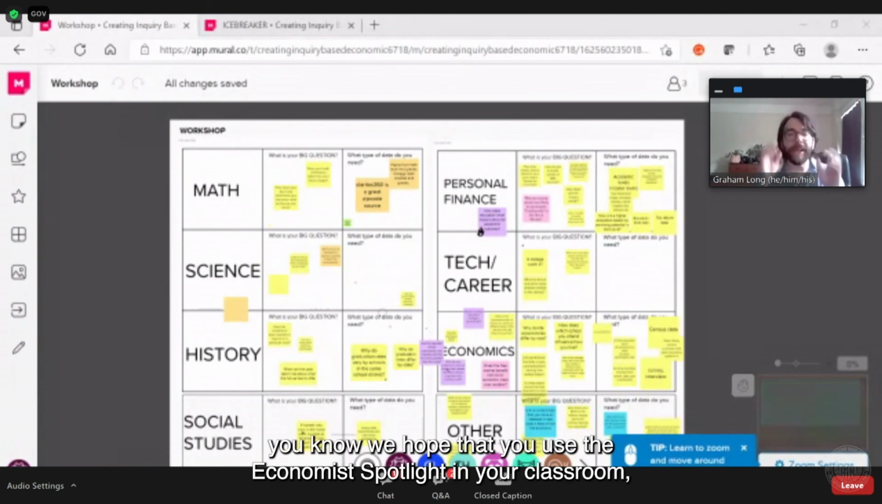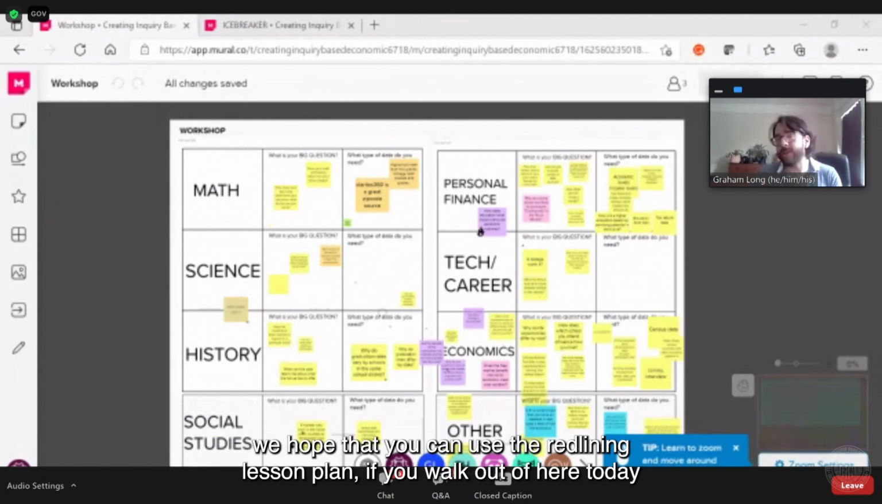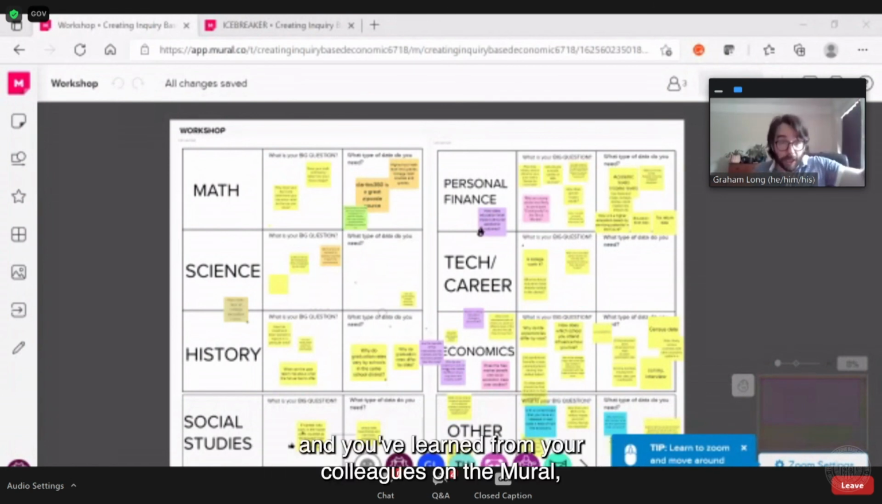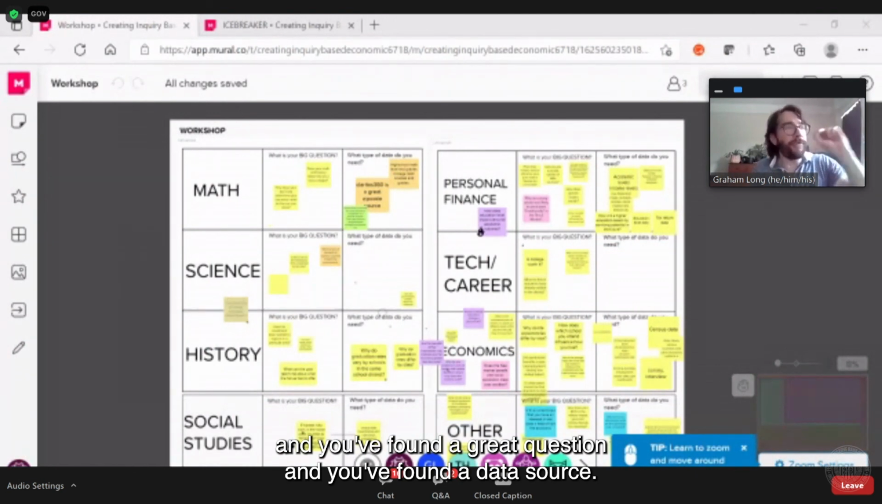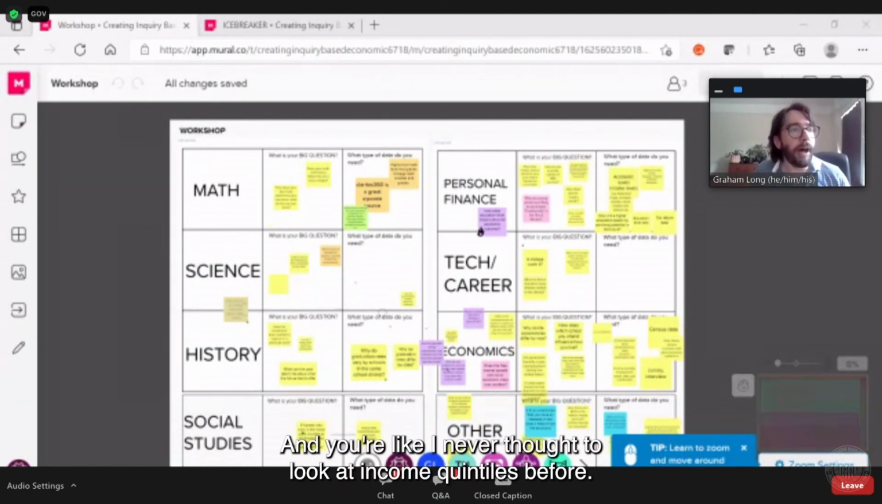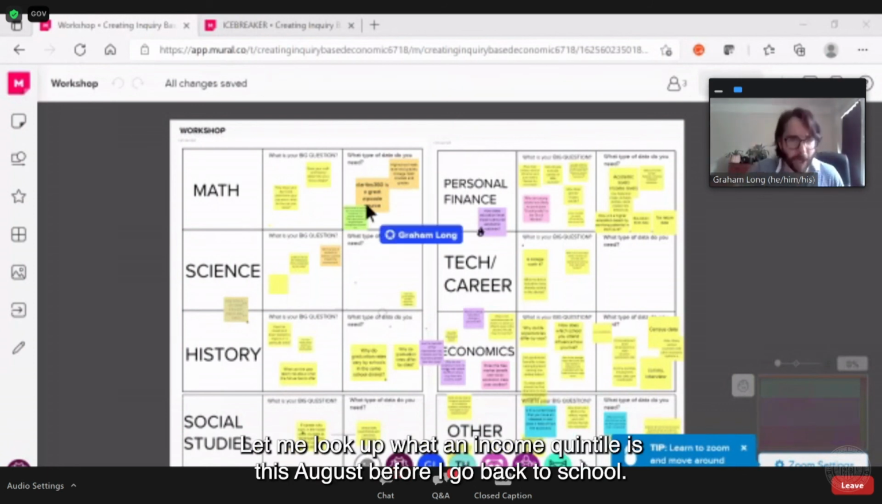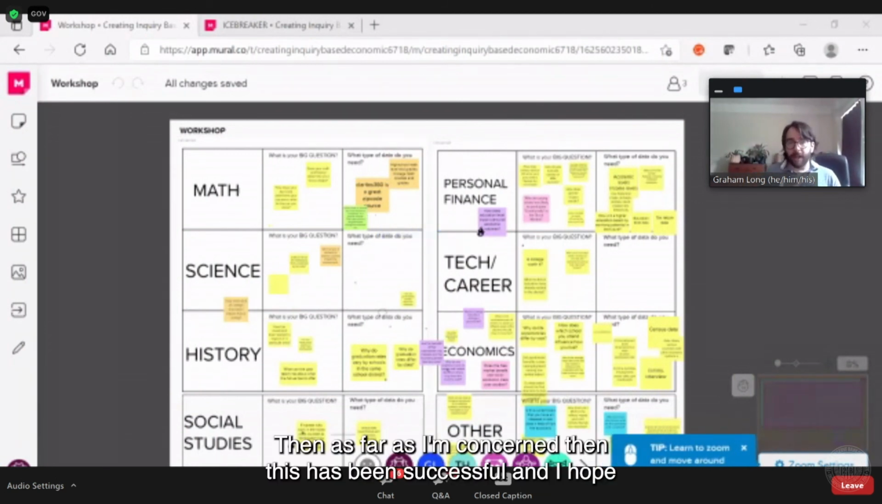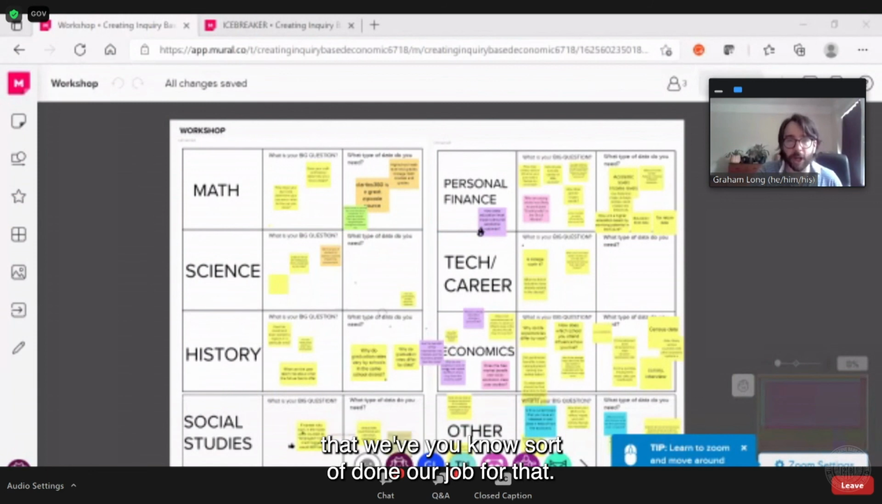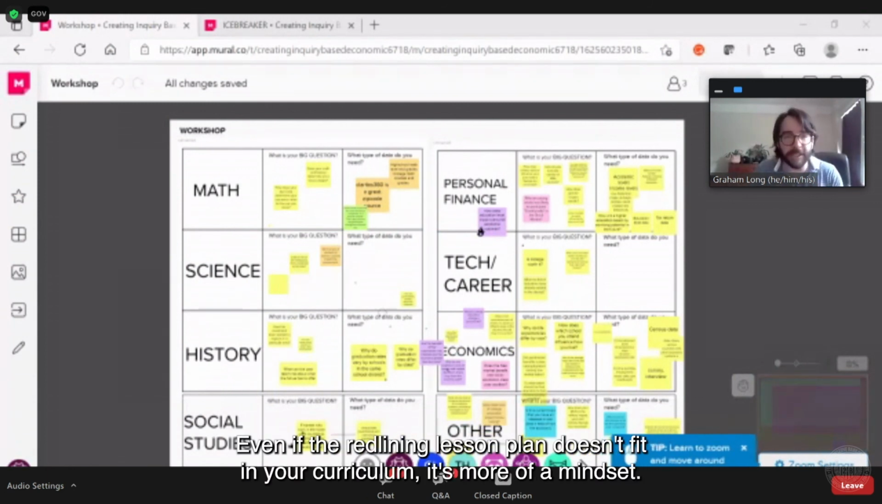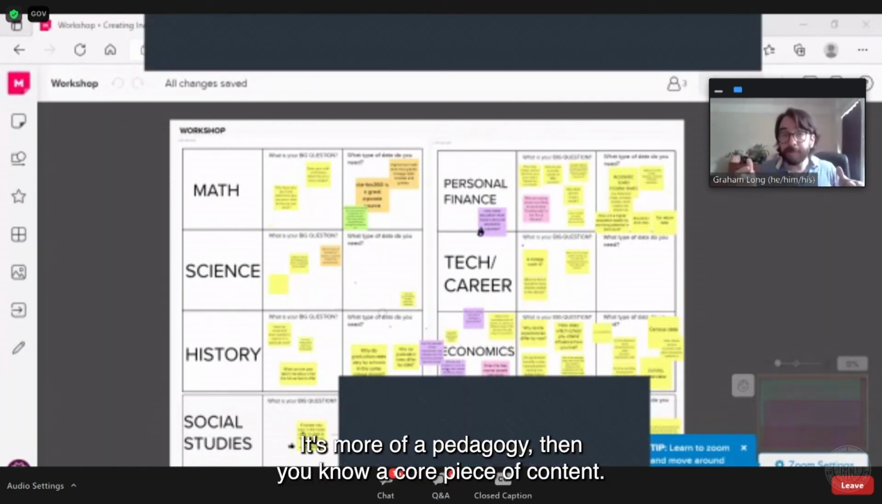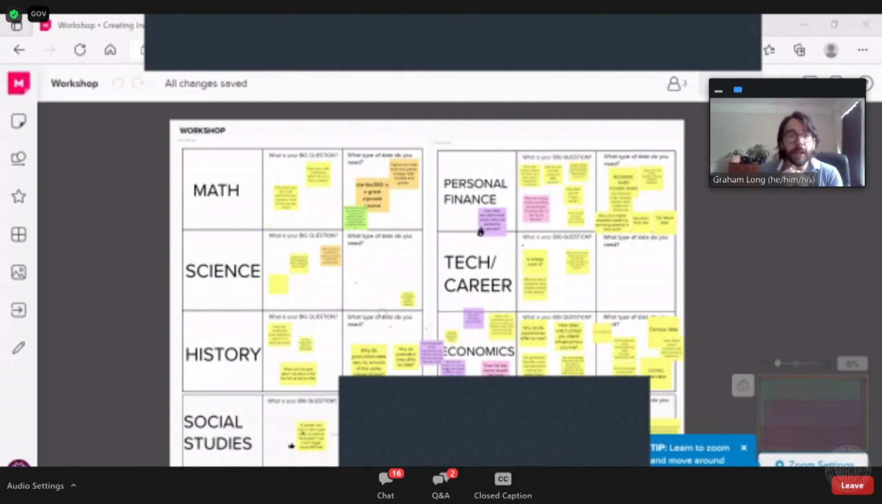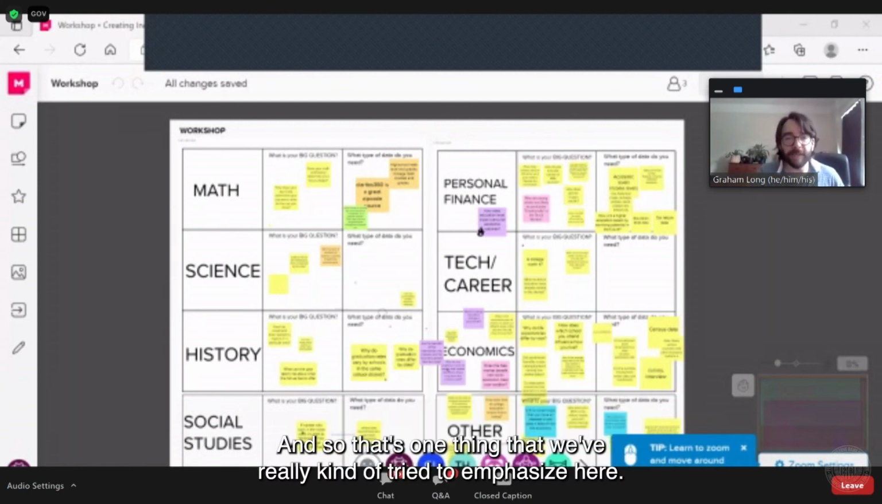While absolutely we hope that you use the Economist spotlight in your classroom, and that you can use the redlining lesson plan, if you walk out of here today and you've learned from your colleagues on the mural and you found a great question and a data source, and you're like, huh, I never thought to look at income quintiles before, let me look up what an income quintile is this August before I go back to school, then as far as I'm concerned, this has been successful, and I hope we've done our job. Even if the redlining lesson plan doesn't fit in your curriculum, it's more of a mindset, more of a pedagogy than a core piece of content. That's one thing we've really tried to emphasize here.